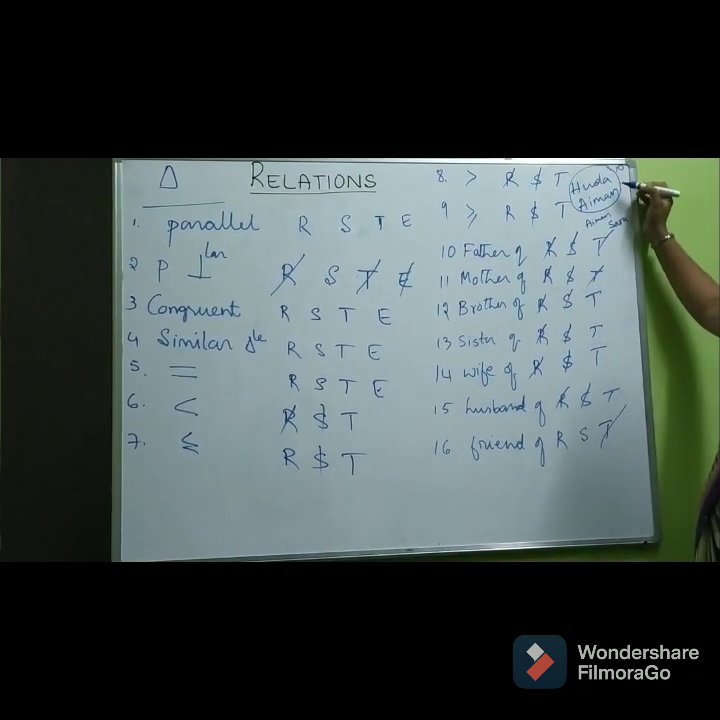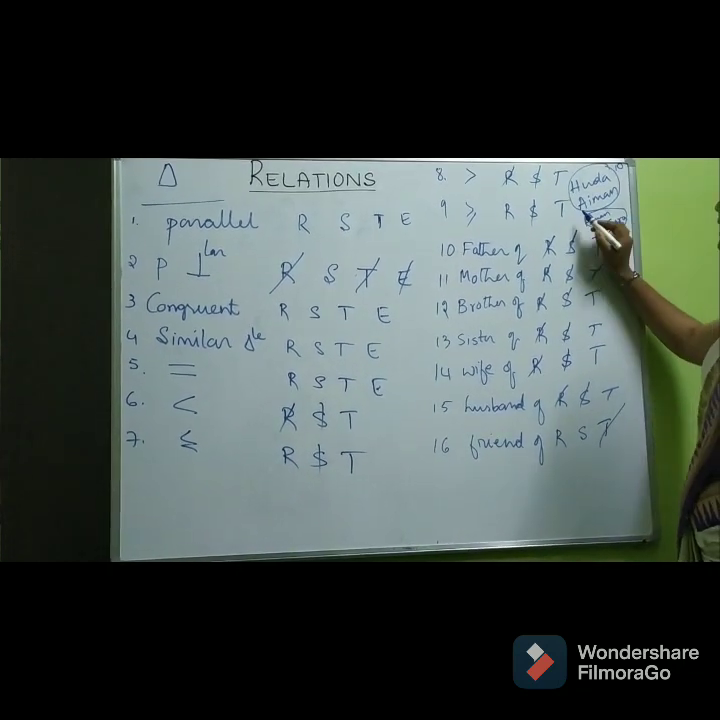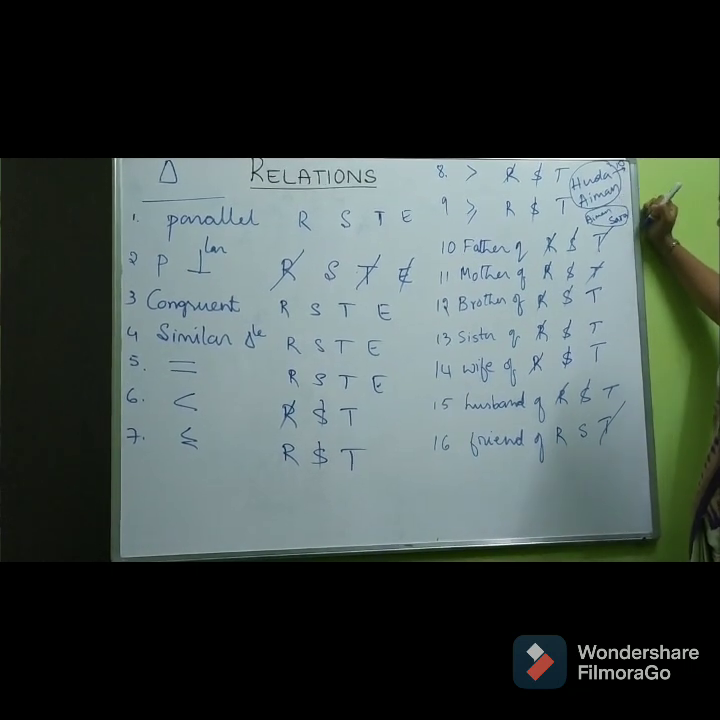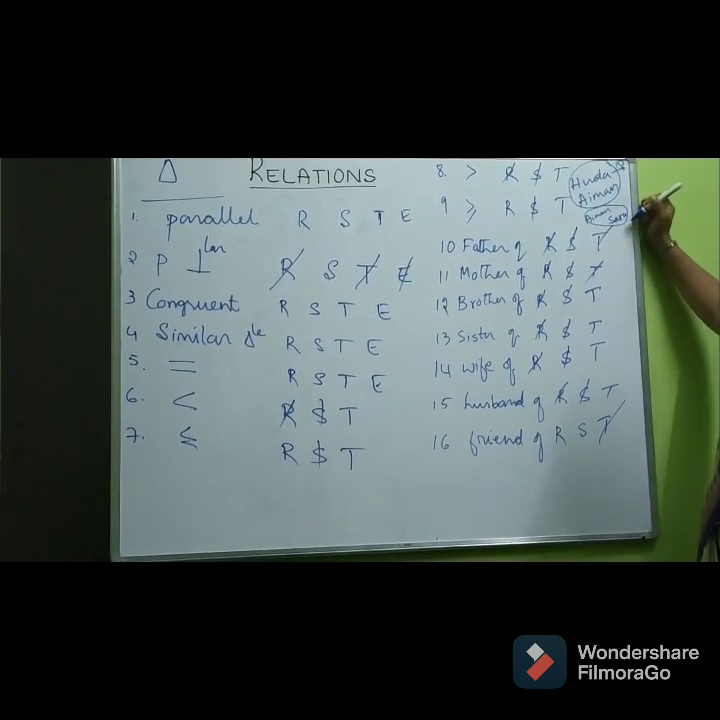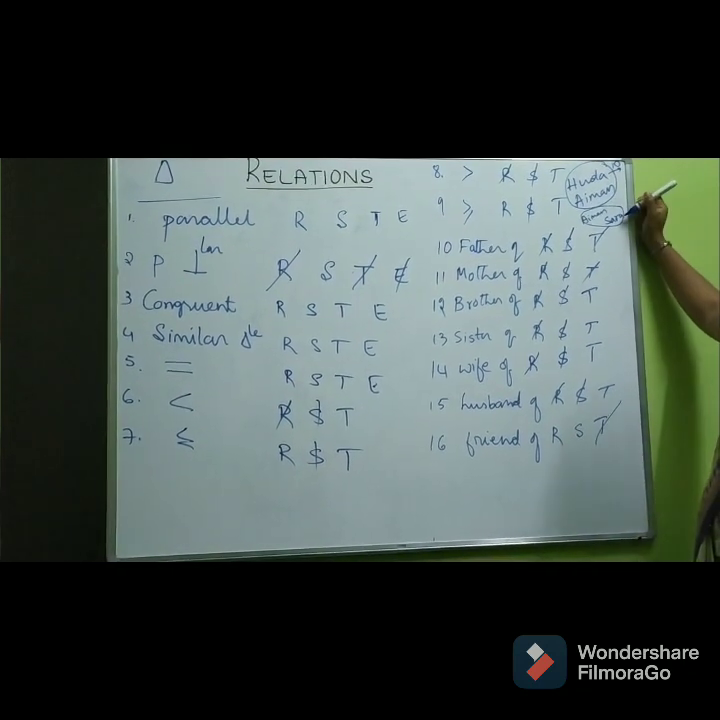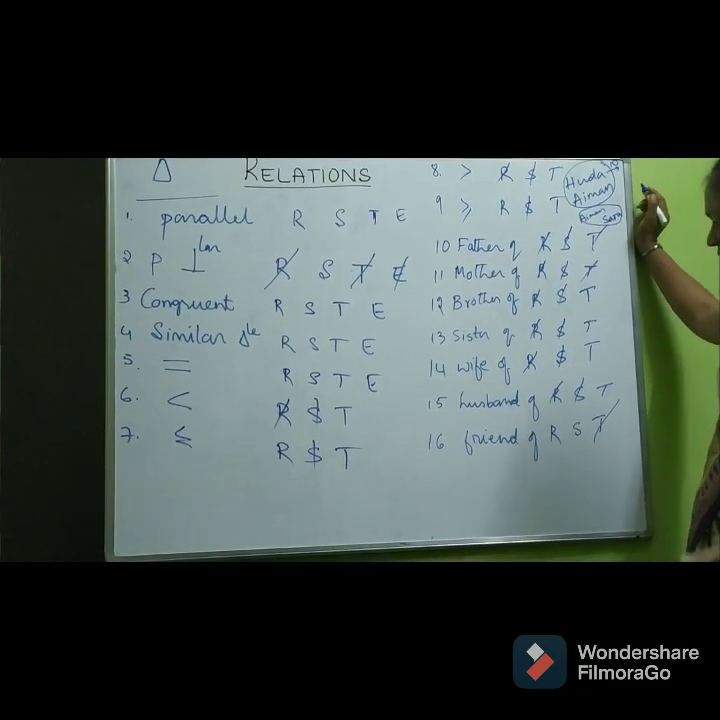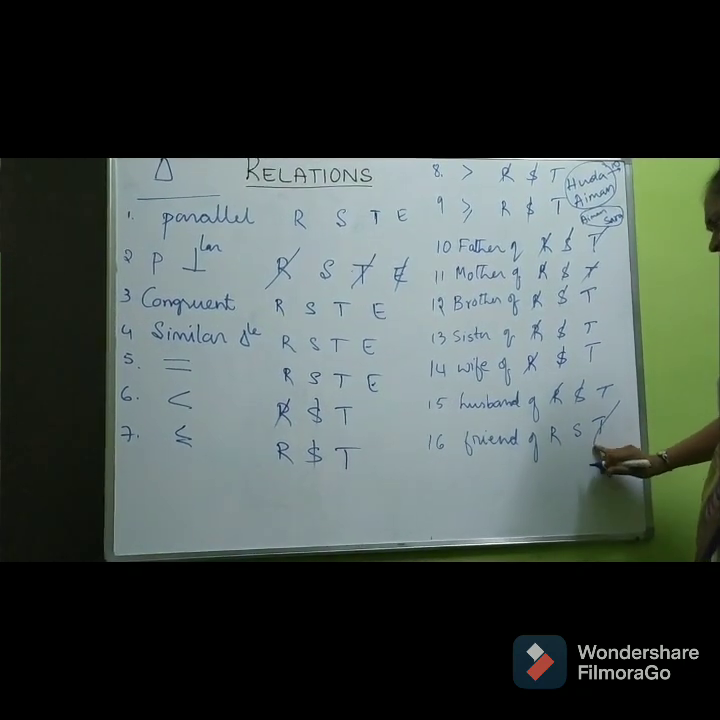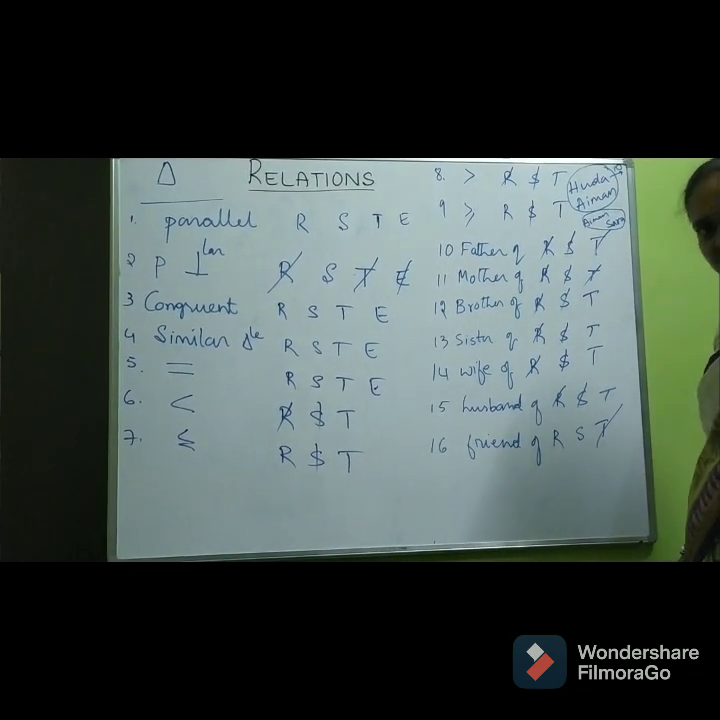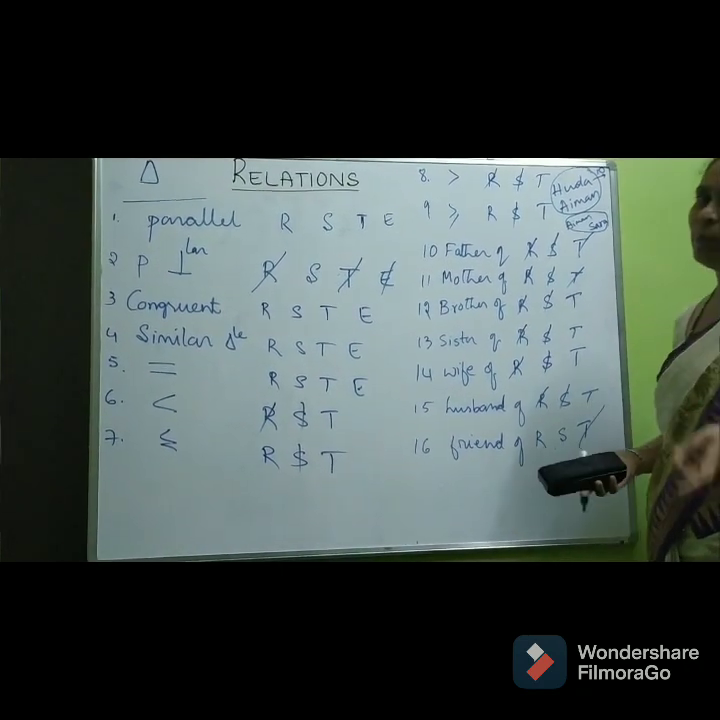And these two are friends because they are studying in the same college. Maybe Huda went to a different college, so she might not know who Sarah is. So Huda can't be friend of Sarah. AB is there, BC is there, AC is not happening. Therefore, friend of relation is not transitive. Friend of relation is reflexive, symmetric, but not transitive. I hope you are all following.